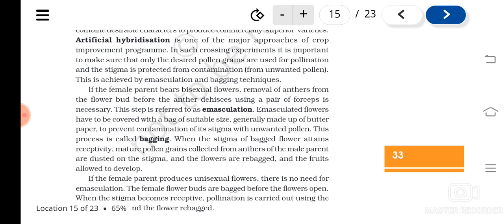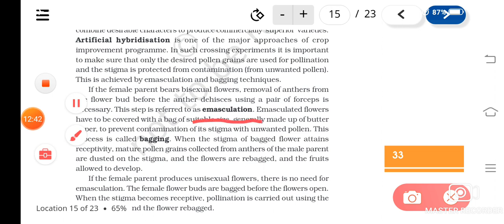Understood? So if the female parents are bisexual, we cannot do this, isn't it? Because the anther is there in the flower itself, so pollen grain of the same flower may fall on the stigma. So it is very, very important to remove the anthers from the flower before the anther dehiscence happens. So this step is known as what? Emasculation. So what is emasculation? The removal of anthers from the flower bud before the anther dehisces.